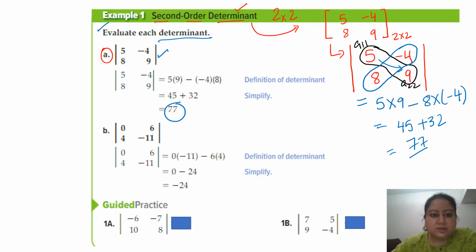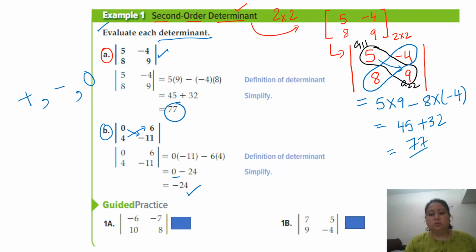Okay, this is another example. You can read through it. We've done the same thing. Primary diagonal, 0 multiplied with this, so that gives you 0, and then you subtract the secondary diagonal. So -24 is the value. As you observe, a determinant value can be positive, it can be negative, and in some cases it can be 0 also. So let's now try the guided practice.